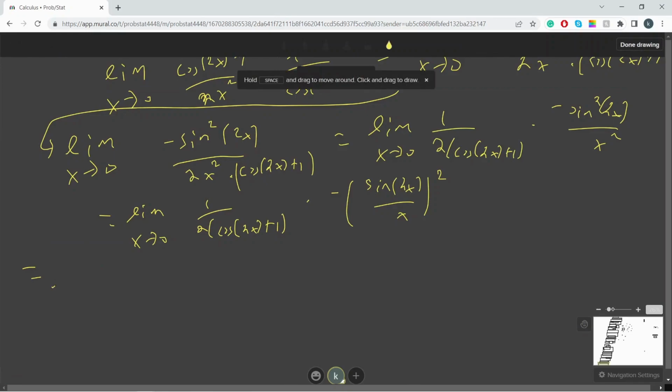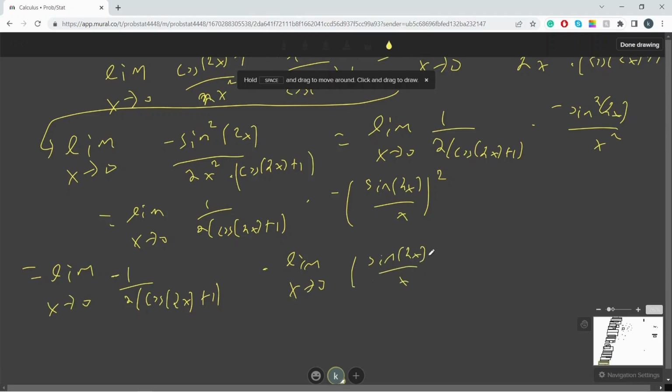This will be equivalent to the limit as x approaches 0 of 1 over 2 times cosine of 2x plus 1. I'll move this negative right here to make our life easier. So if we plug 0 in for this limit, cosine of 0 is just 1. So 1 over 2 times 2, this is going to be negative 1/4, because of this negative here. And then the limit as x approaches 0 of sine of 2x over x squared. Bring the limit inside. So what's the limit as x approaches 0 of sine of 2x over x?